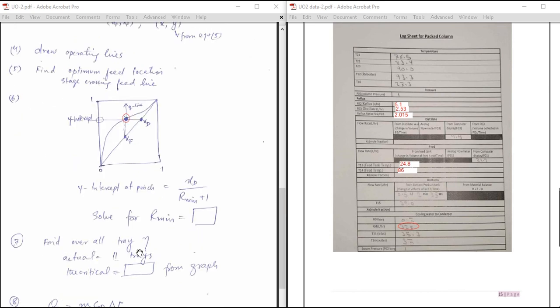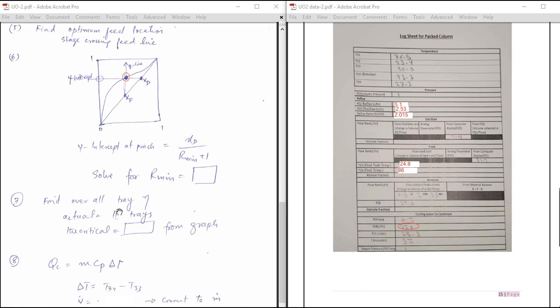Next, you need to find the overall tray efficiency. We know the actual number of trays in our column: the tray column has 11 trays. You find the theoretical number of trays. There are basically 10 trays, plus we have a partial reboiler, so a total of 11 stages. You find the theoretical number of trays from the graph, and then you find the efficiency.